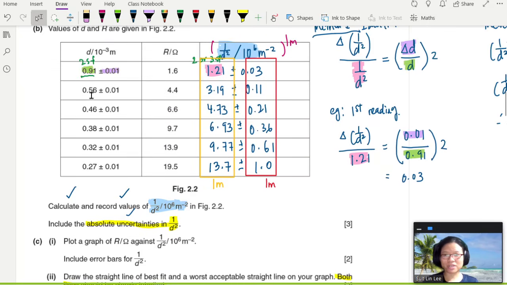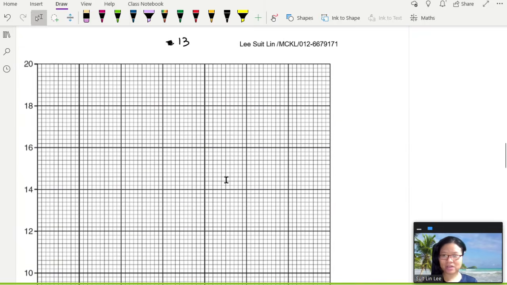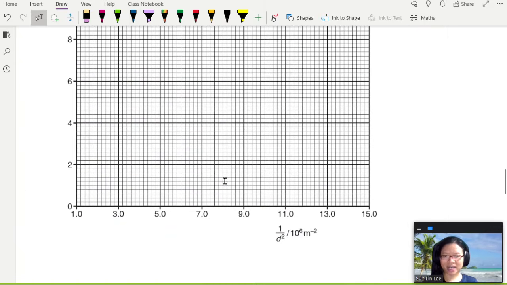Okay, so we're going to do this part first, plot the graph, and then draw the best fit line. So the first reading is 0.91, 1.21. Wow, they give us the axis. Yes, very nice. But if you notice, Miss, you see they use odd scale. You tell me not to use odd scale, and yet they use odd scale.